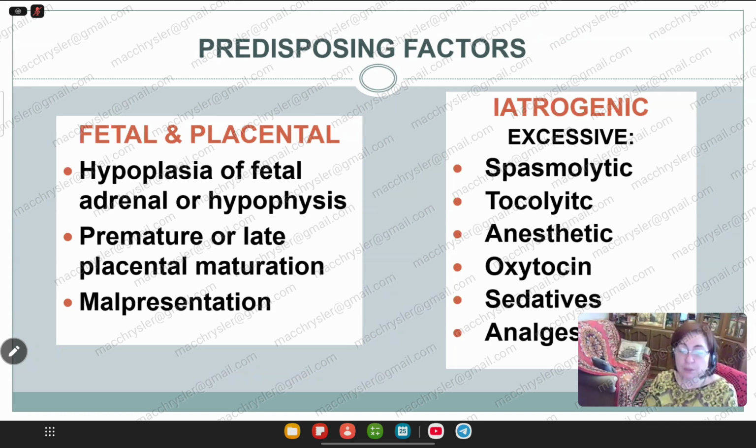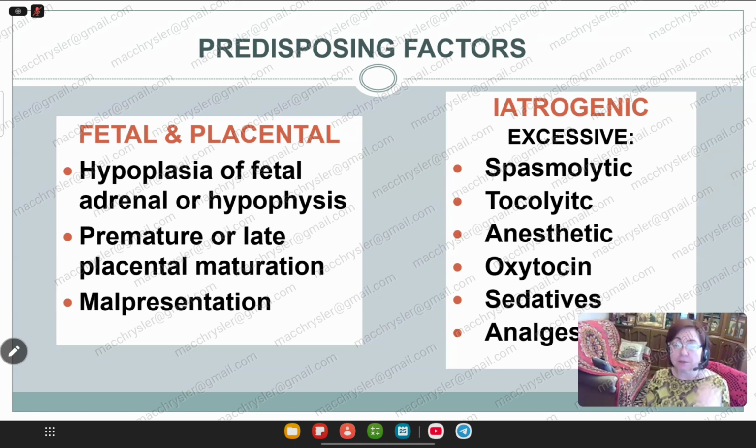And the most serious is iatrogenic, in my opinion. And you see here a big list of spasmolytic, tocolytic, anesthetic, sedation, analgesic, oxytocin. And only oxytocin can cause either hypertonic or discordant contractions.